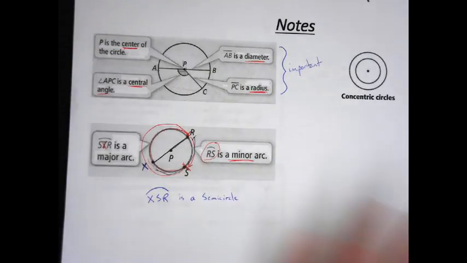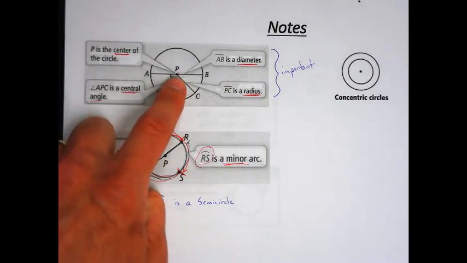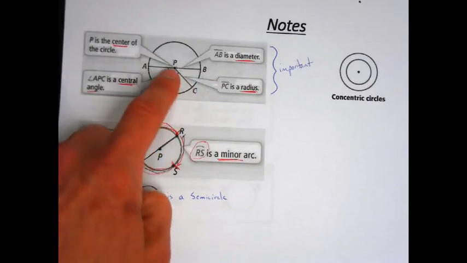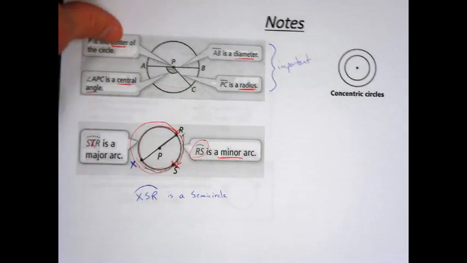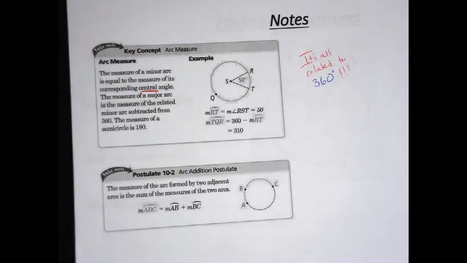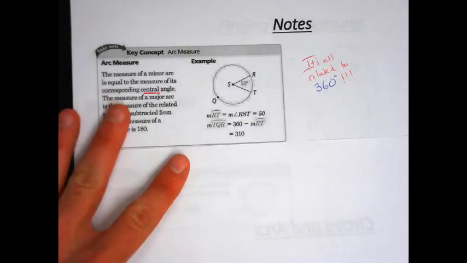A quick refresher from the last video. Make sure you watch that. We talked about the qualities of a circle. We have a center, a radius, a diameter, a central angle, the circumference, and bits of the circumference called arcs. That's what we talked about in the last video. In this video, we're going to get into a few more notes about arc measure.